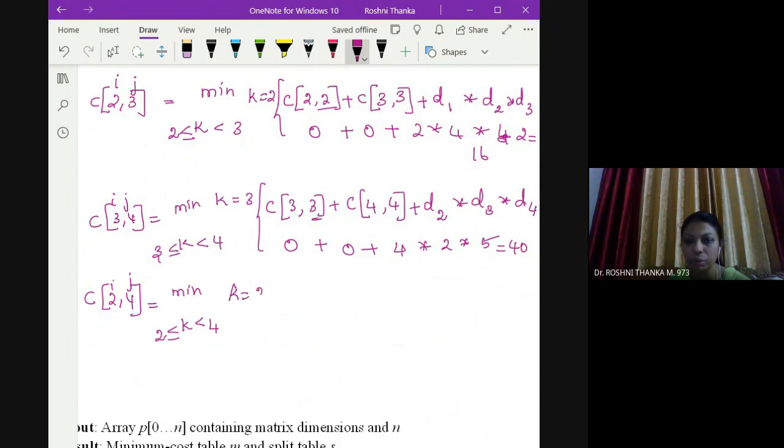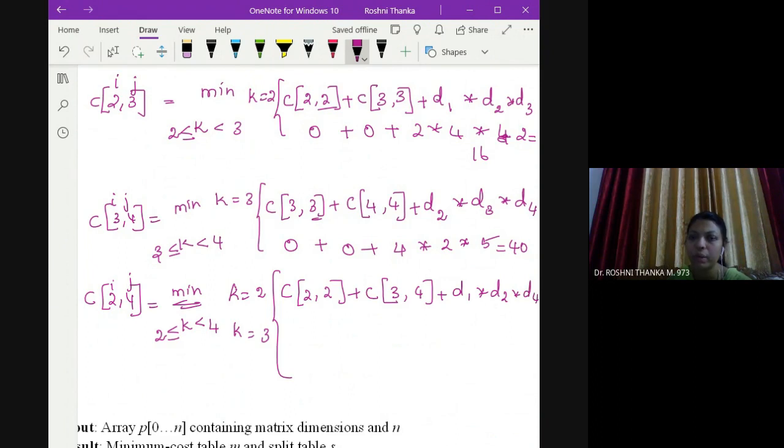When k equal to 2, what is the value? And when k equal to 3, what is the value? For both you have to find. And among that, you have to find which is the minimum value. That you have to substitute in the table. So first we know C of i comma k value. So i here is 2. What is the k value? 2, plus cost of k plus 1. k plus 1 means 3, comma, what is j value? 4. Plus then d of i minus 1. i value is 2 here. Minus 1 means d1, into dk value is d2, and then j value is d4.